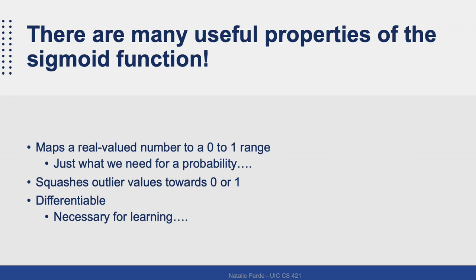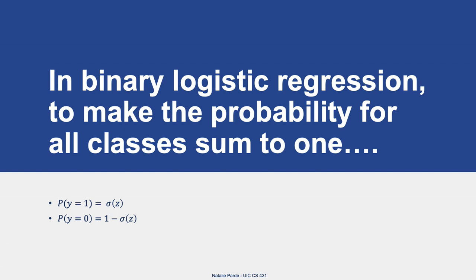There are a lot of useful properties of the sigmoid function. Aside from mapping our linear function to a 0 to 1 range, it squashes outlier values towards 0 or 1, and it's differentiable. Differentiability is very important for learning how to optimize weights, as we'll see soon. Since we're working with binary logistic regression here, it's super easy to make all classes sum to 1. You just take the sigmoid of z for the positive class, and you take 1 minus the sigmoid of z for the negative class.